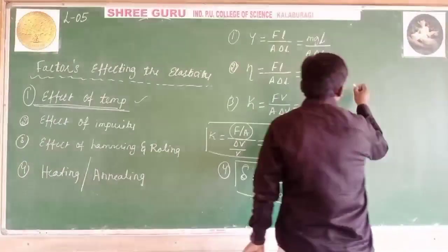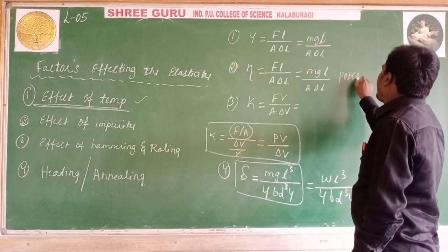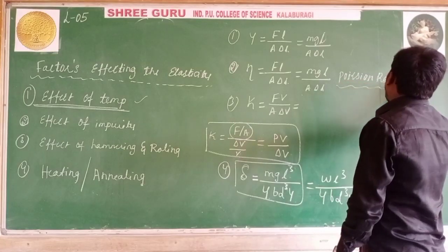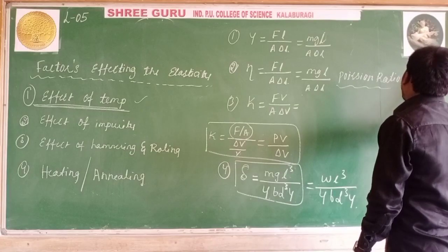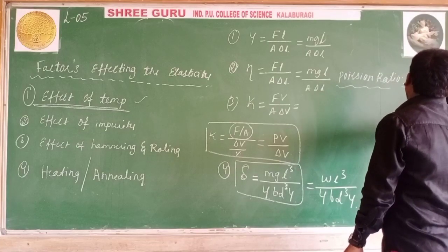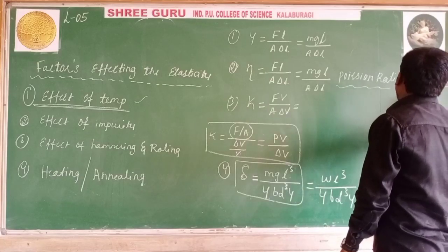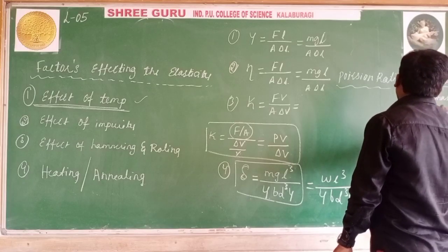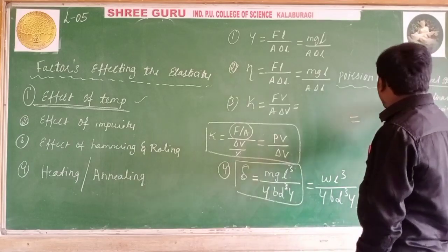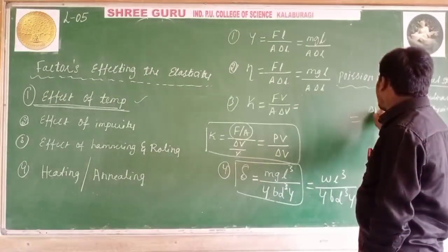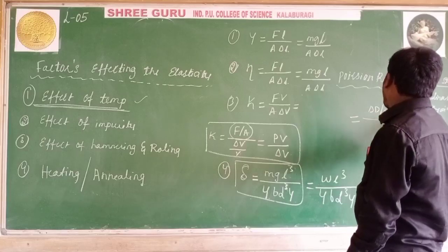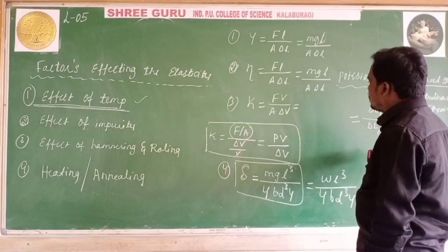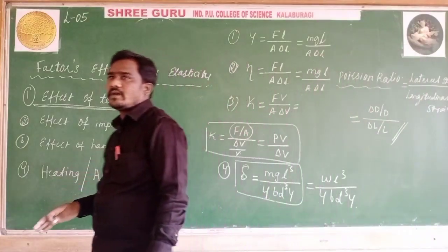And the last one is Poisson's ratio. This is also a very important formula, that is lateral strain by longitudinal strain. Lateral means we are discussing the diameter, that is change in diameter by original diameter. Longitudinal means length, that is change in length by original length. We can discuss numericals on the basis of this formula.